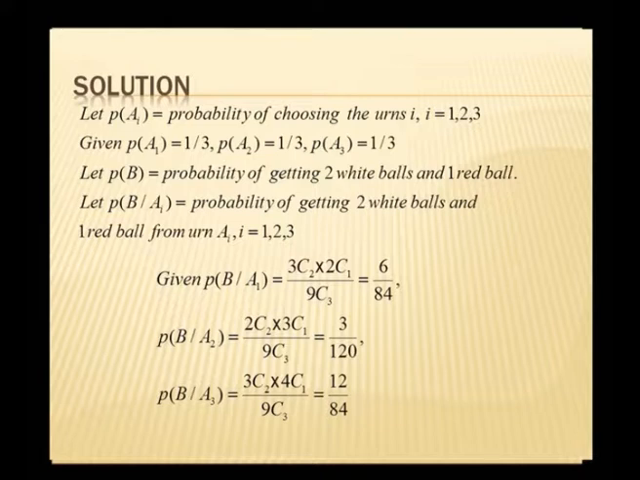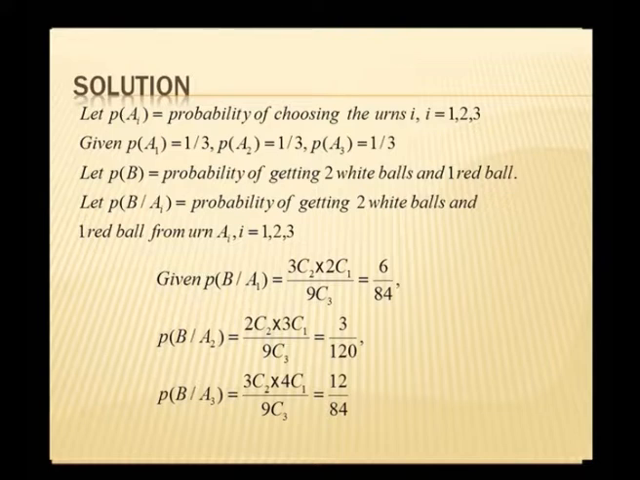See, this is nothing but the conditional probability of getting 2 white ball and 1 red ball from the first urn. So, here the choice is with respect to the type of the balls, and urn is fixed one. Similarly, P of B by A2, P of B by A3 we calculate as follows. In the first case, P of B by A1, since we have 3 white balls, out of which you are choosing 2, this can be done in 3C2 ways. Similarly, out of 2 red balls, 1 red ball can be drawn in 2C1 ways.